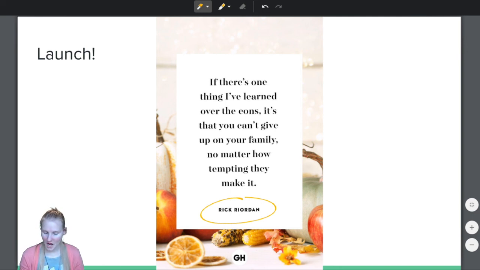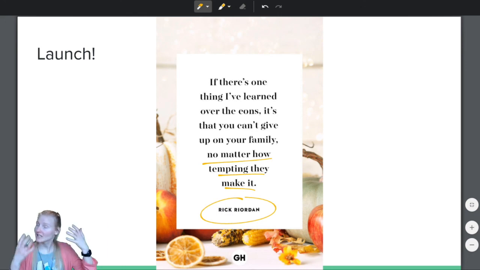So, no matter how tempting they make it, family can be annoying, right? Your little siblings can be really annoying, your parents can be annoying, but you can't give up on your family. Now, when we say you can't give up on your family, does that mean that you can't take some space from your family? Absolutely not. If you need to take space from your family, if your family is not being helpful for you, you have every right and you have the ability to take a break from your family. After you're 18, of course. Unfortunately, not much you can do before then unless bad stuff is happening.